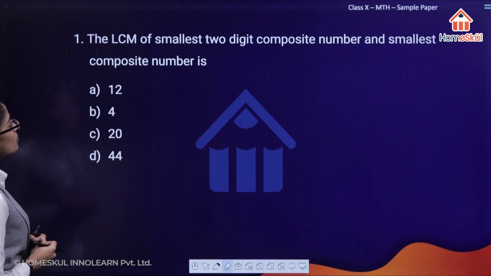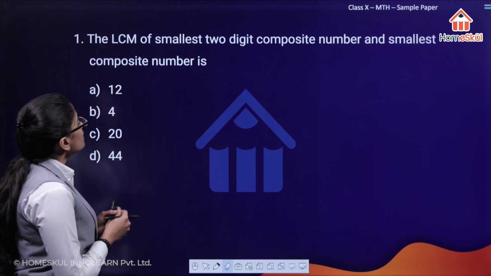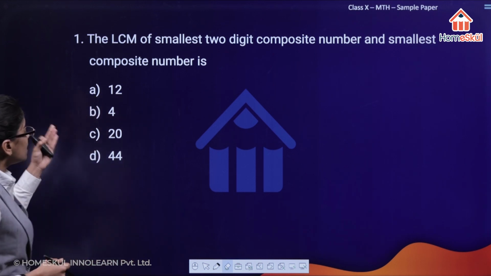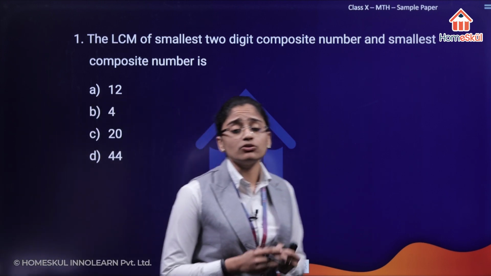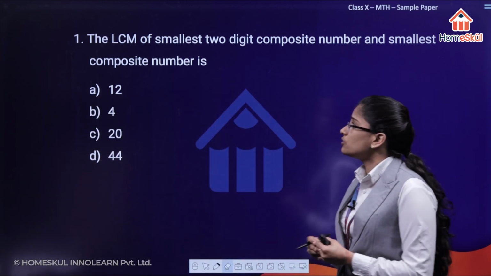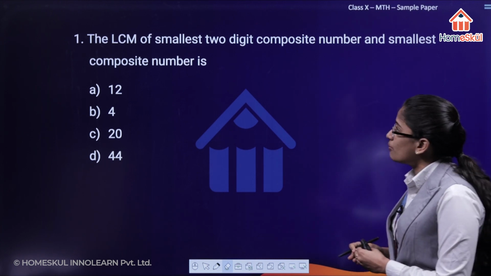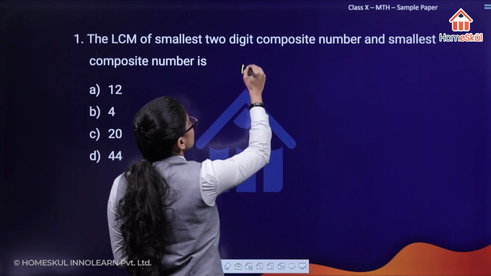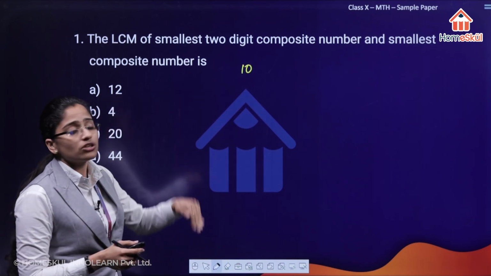So section A, first question: the LCM of the smallest 2-digit composite number and the smallest composite number is, option 12, 4, 20, 44. Here, we need to find out the lowest common multiple of 2 numbers. What are those 2 numbers? The smallest 2-digit composite number and the smallest composite number. Which is the smallest 2-digit composite number? That is 10, isn't it? We know that the smallest 2-digit number is 10 and that is the smallest 2-digit composite number.